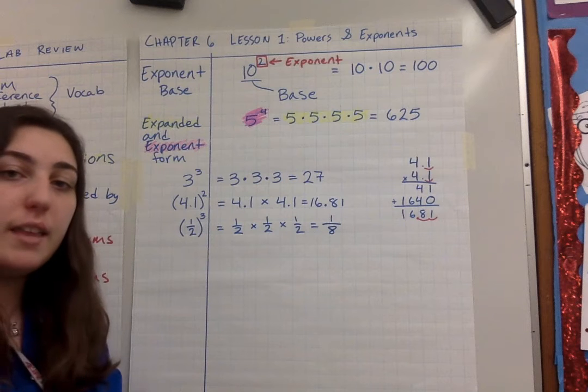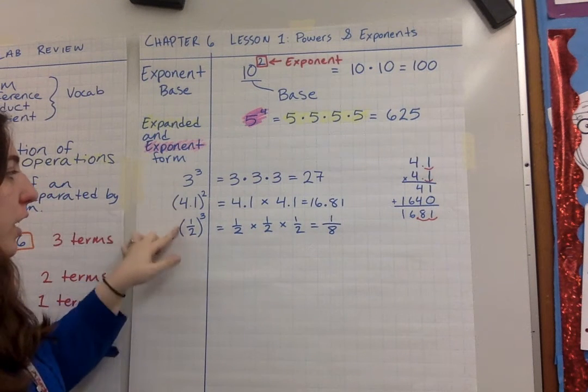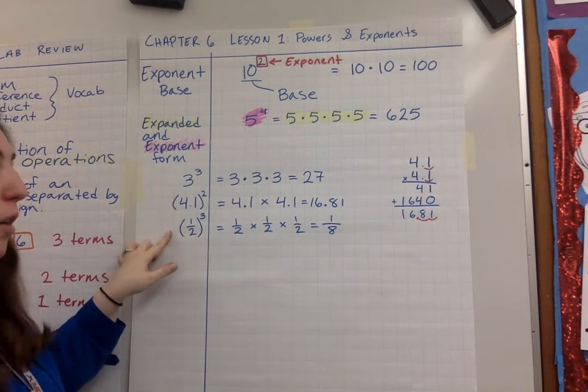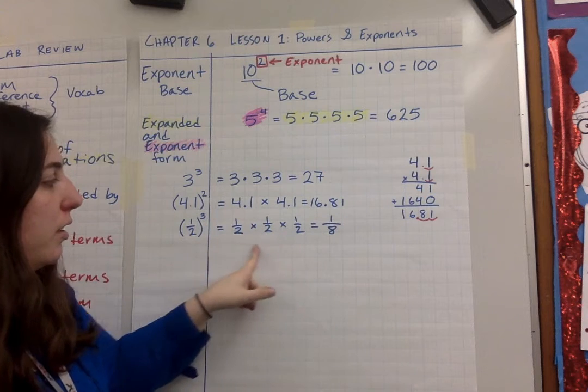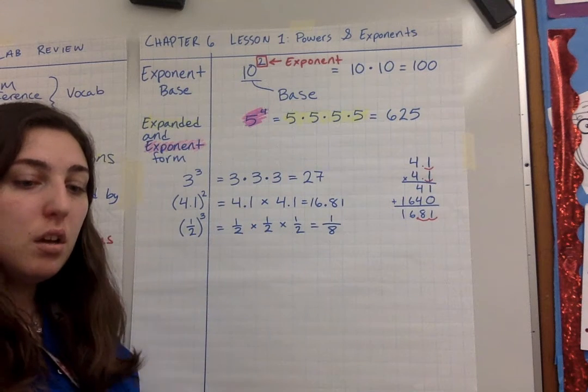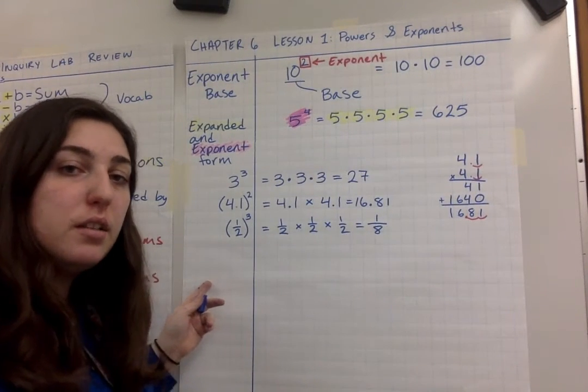So we get 1/8 as our answer. If looking at this exponent form confuses you, then I would just write it out, put it into expanded form. Okay? One more thing I want to show you guys on this.